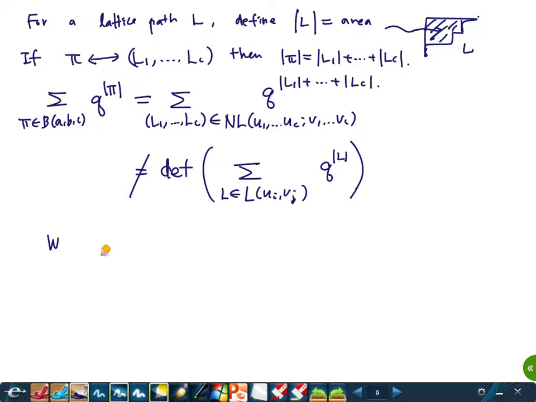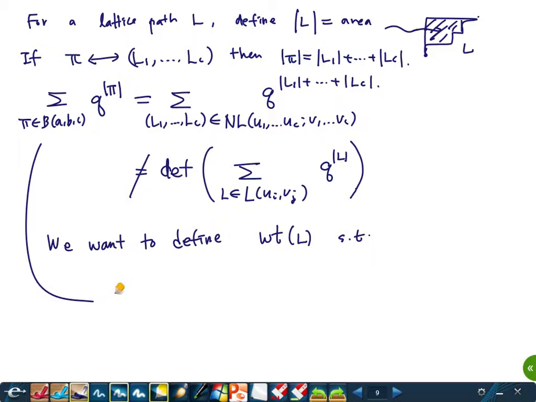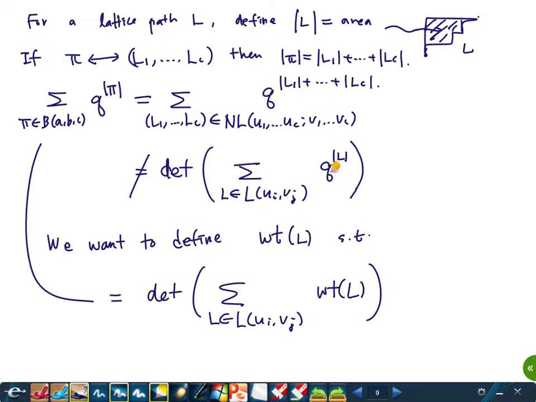So we want to define the weight of L. Actually, this would depend upon I and J, such that this is equal to the determinant of something. So basically, this is some kind of weight. Instead of adding one, we add some q to the power something, but not this one. This is not good, because it does not preserve the weight when you switch the tails. So how can you do that? That's our goal, to define this.